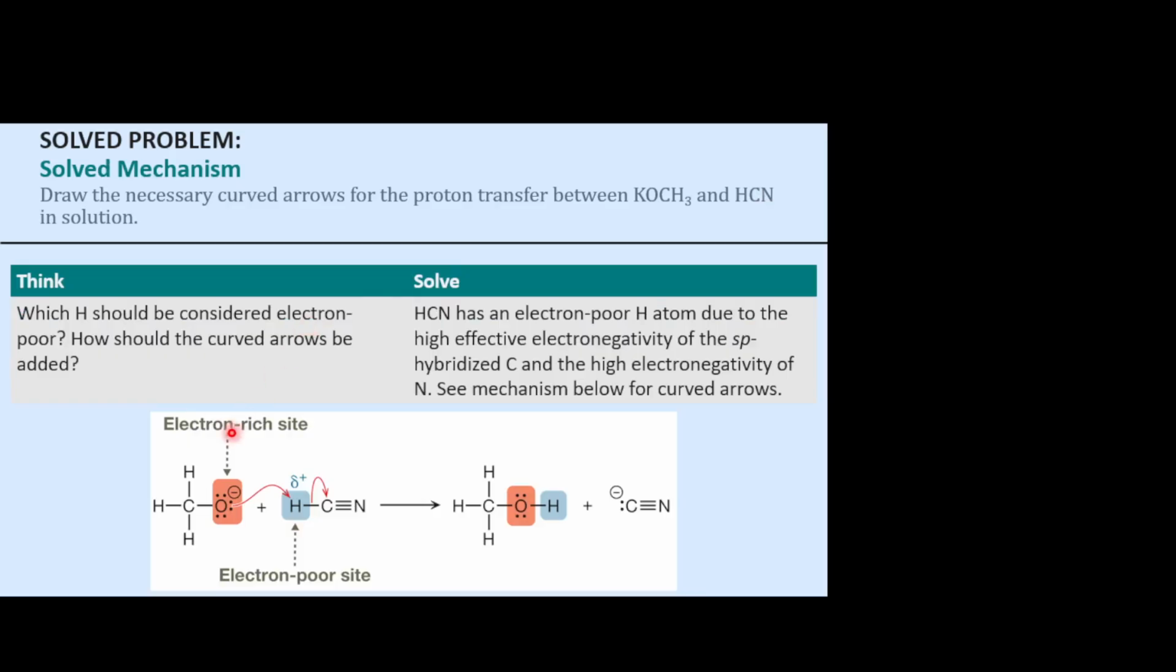This is going to be your base, the electron-rich site. This one right here is the electron-poor site. And then the CN has a triple bond, by the way. Hopefully everybody figured that out. That's one of the reasons why this is a reasonably decent acid, because it's sp hybridization. And so the electrons flow from the electron-rich site to the electron-poor site. That's going to cause these electrons to start bumping over. They're going to have to bump over onto the carbon.